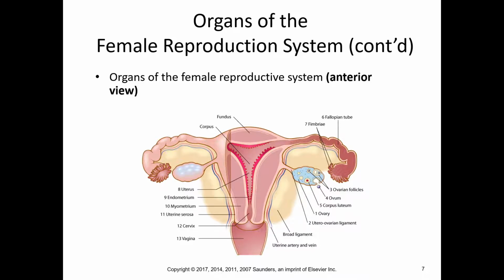Let's go ahead, just go clockwise around this. So we're looking at the corpus at roughly the 10, 11 o'clock position. That's the interior of the uterus. The fundus is the top of the uterus.